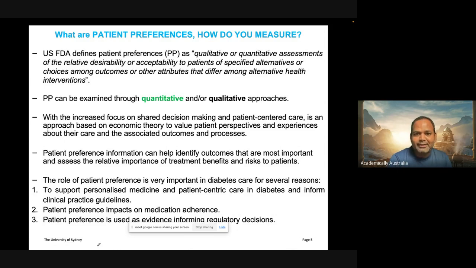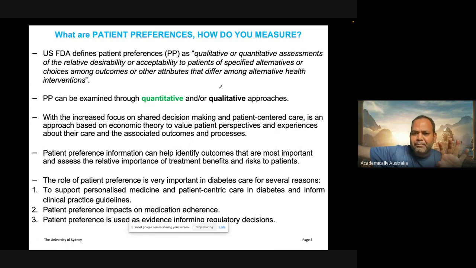The main reason is, for example, when some treatment is already available for that particular condition or disease, they want to check the acceptance of the patient: whether the patient wants to use this medicine, what the advantage is, and how much money they can pay. There are several factors we analyze in this kind of study. It can be a qualitative and quantitative assessment of the relative desirability or acceptability to patients of specified alternatives, choice outcomes, or attributes.